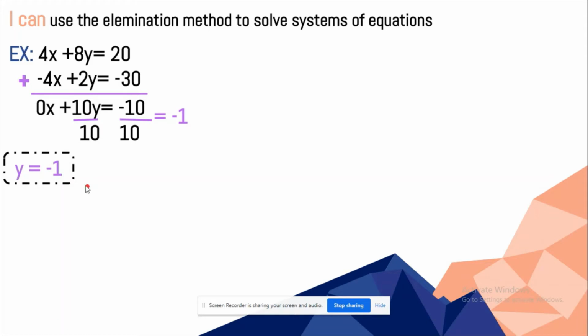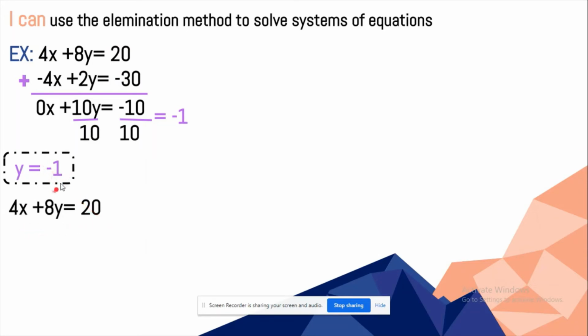Now what we have to do is take that number, the value of y, and plug it into one of the equations, whatever you want. You have to choose the simplest equation so you can work with it. The simpler the equation you choose, the faster you'll get the system done. To me, the easier equation is the first one, so I'm just going to use that, which is 4x plus 8y equals 20.